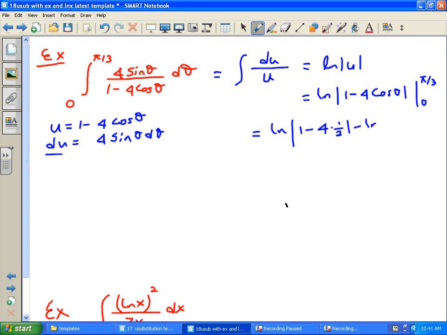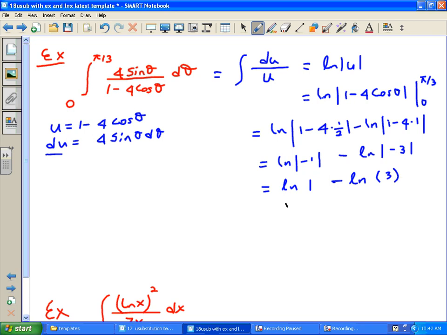minus ln of 1 minus 4 cosine of 0, which is... What is cosine 0? 1. Okay, simplifying the first expression, we have 1 minus 2 under the absolute value signs, because 2 goes into 4 2 times. And that's like negative 1, except it's going to come out as ln of positive 1 in the next step, right? And then the other part, ln of 1 minus 4, that's ln of negative 3. That'll come out, because the absolute value gives you the positive quantity of anything inside it. So that'll be like ln of 3, because the absolute value of negative 3 is positive 3.